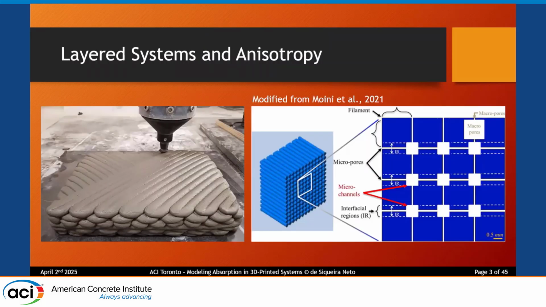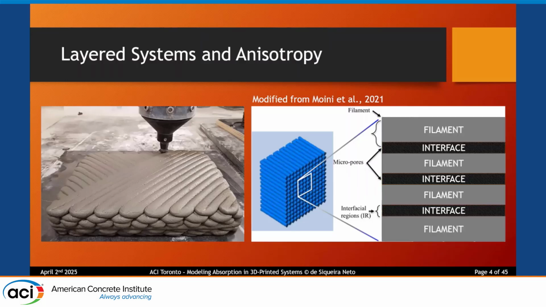So to start, I want to define general 3D printed structures as layered systems, where we have filaments side by side, as you can see in the picture on the left, that usually act as monolithic layers. And between these layers, we have interfacial regions with a different microstructure than that of the filament layers, as you can see on the diagram on the right, with the formation of different voids and channels. As a result, the system ends up functioning as a binary layered system where we have alternating filament layers and interface layers with different properties.